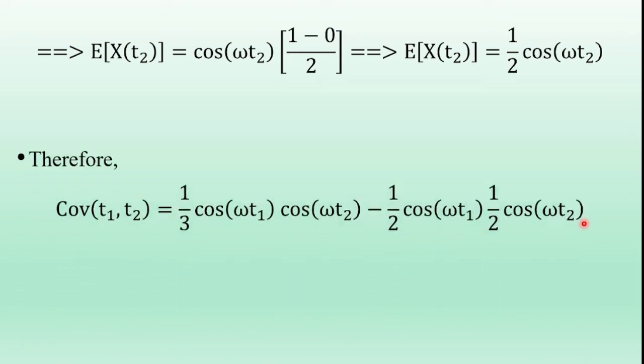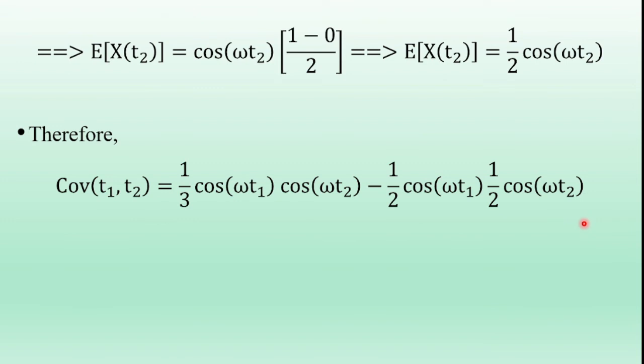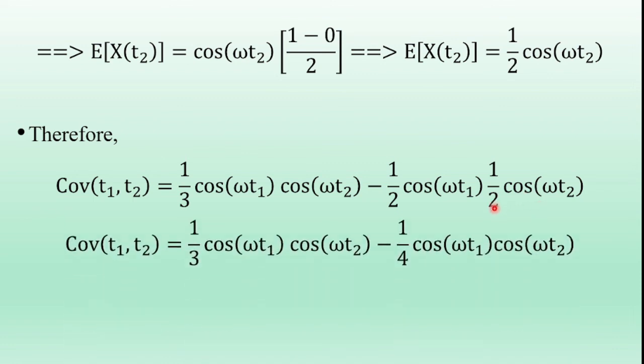Substitute all these values into the autocovariance expression. Therefore, the covariance of t1 comma t2 is, the first term is the correlation of the random process, 1 by 3 cos of omega t1 cos of omega t2, minus expectation of x of t1, which is 1 by 2 cos of omega t1, into expectation of x of t2, which is 1 by 2 cos of omega t2. 1 by 2 into 1 by 2 is 1 by 4, so that equals 1 by 3 cos of omega t1 cos of omega t2 minus 1 by 4 cos of omega t1 cos of omega t2.